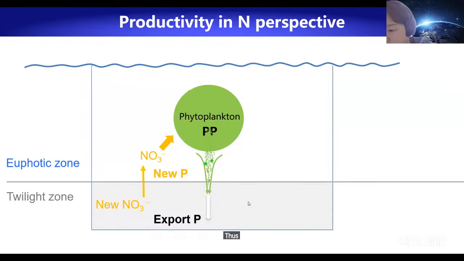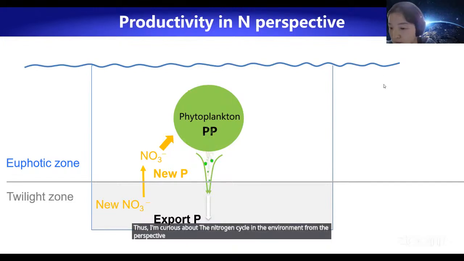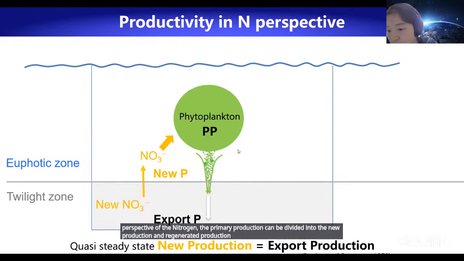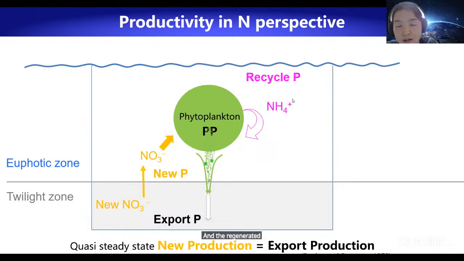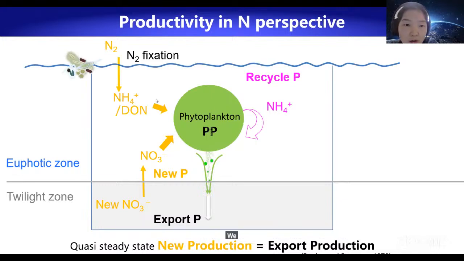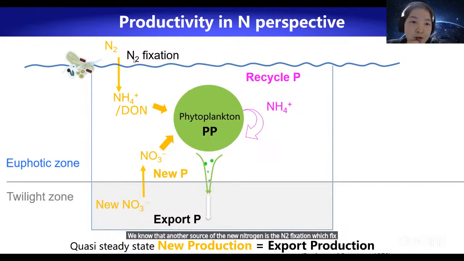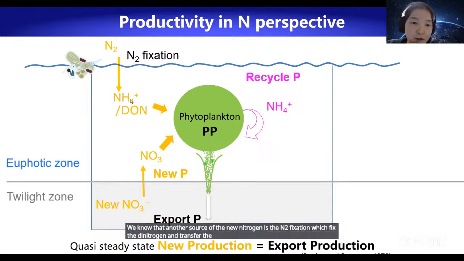Thus, I'm curious about the nitrogen cycle in the environment from the perspective of nitrogen. The primary production can be divided into the new production and the regenerated production. So in the oligotrophic ocean, the new production is supported by the upwelled nitrate from the deep ocean, and the regenerated production is supported by the ammonia, which is recycled in the upper ocean. We know that another source of new nitrogen is the N2 fixation, which fixes dinitrogen and transfers dinitrogen into the bioavailable nitrogen like ammonia and dissolved organic nitrogen in the ocean.